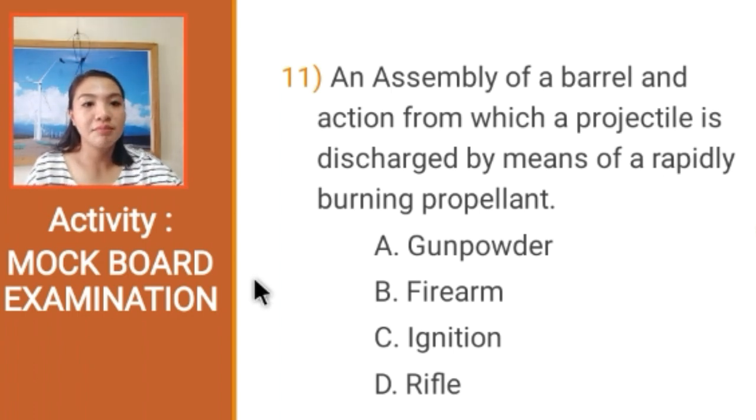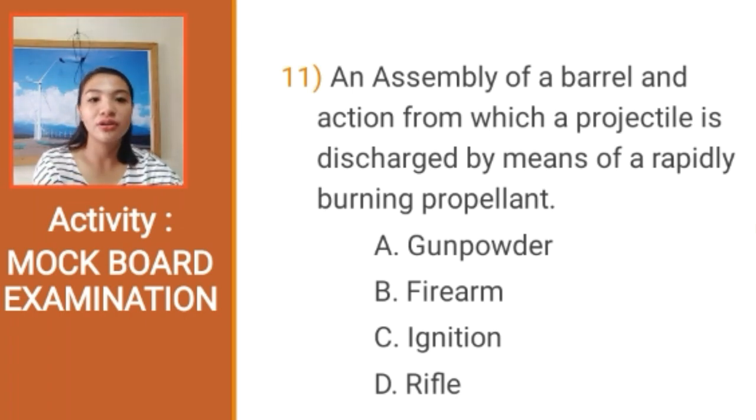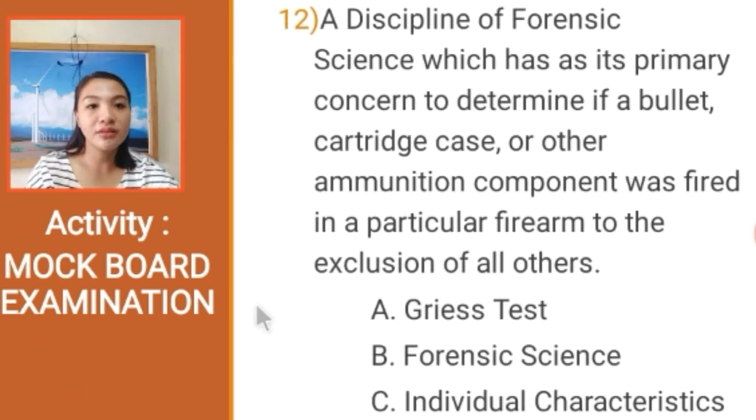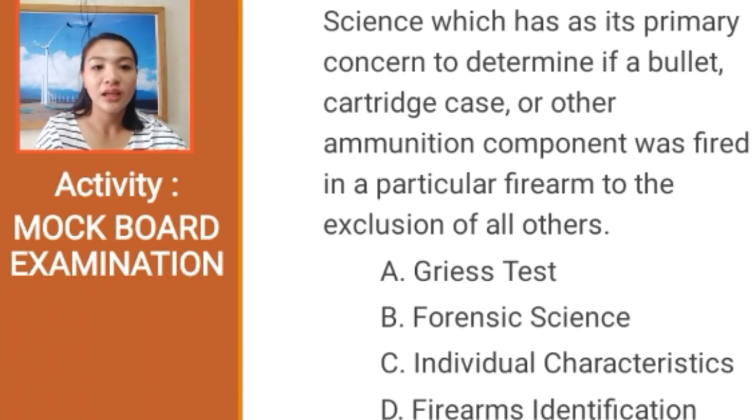Number eleven. An assembly of a barrel and action from which a projectile is discharged by means of a rapidly burning propellant. A. Gunpowder. B. Firearm. C. Ignition. Or D. Rifle. Twelve. A discipline of forensic science which has its primary concern to determine if a bullet, cartridge case, or other ammunition component was fired in a particular firearm to the exclusion of all others. A. Griess test. B. Forensic science. C. Individual characteristics. D. Firearms identification.